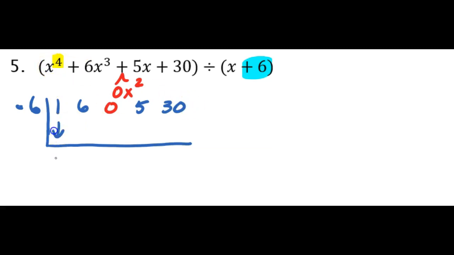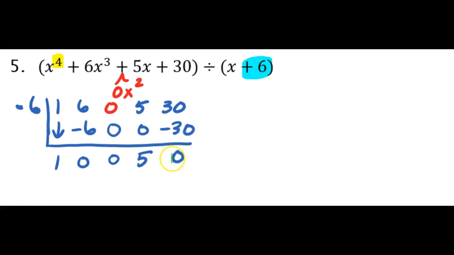So now the first thing I do is drop down this 1, and now I'm going to multiply and add until I get to the very end. So I have negative 6 times 1, which is negative 6. If I add 6 plus negative 6, I get 0. Negative 6 times 0 is 0. 0 plus 0 is still 0. Now I have negative 6 times 0. If I add down, I would get 5. And then negative 6 times 5 is negative 30. So then my last number is 0.